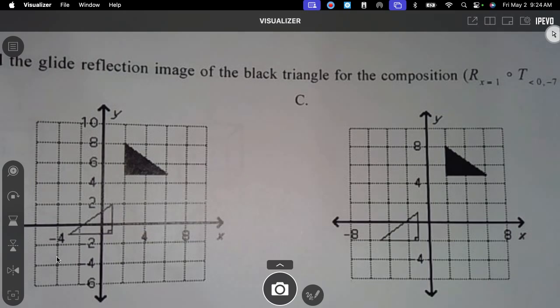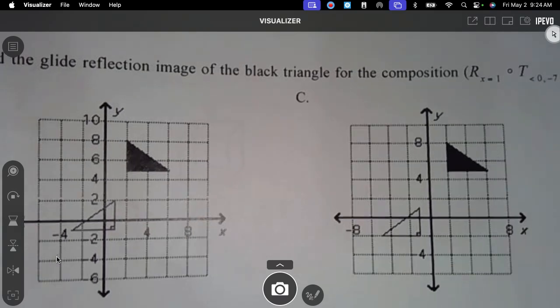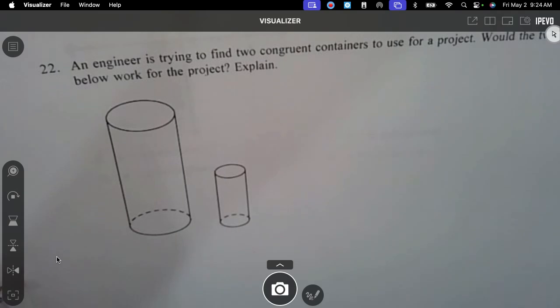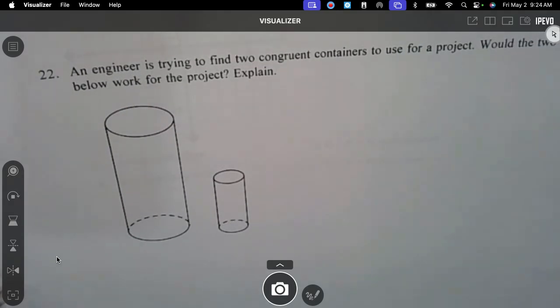It's drawing pictures. Okay? Number 22. I don't think I did any like this. It says, an engineer is trying to find 2 congruent containers to use for a project. Are these 2 cylinders going to work for the project? Are these congruent? No, they are not. Why? They're similar, but they're not congruent. Very good. They are similar. They are not congruent. Congruent would be the exact same. Those are not the same.